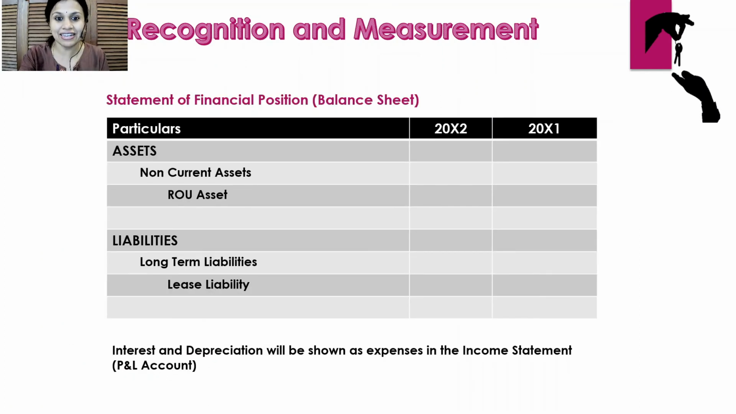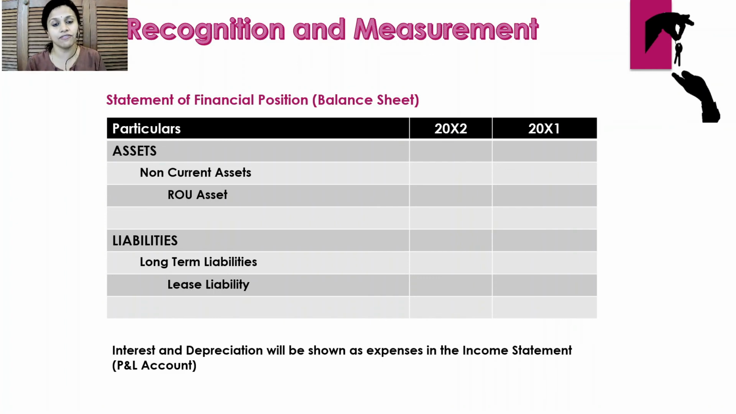All right. Finally, let us look at how the lease will appear or will be presented in the financial statements. Now, the entry that gets passed is ROU asset. ROU stands for right of use. Asset debit to lease liability credit. Now, the ROU asset is to be presented on the asset side and the lease liability on the liability side. Generally, the ROU asset would come as a non-current asset and the lease liability will come under long-term liabilities.